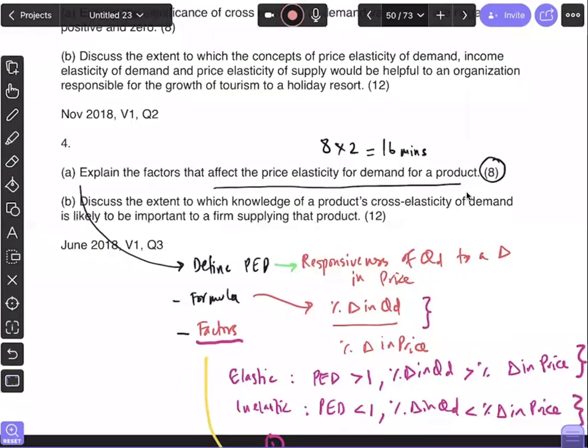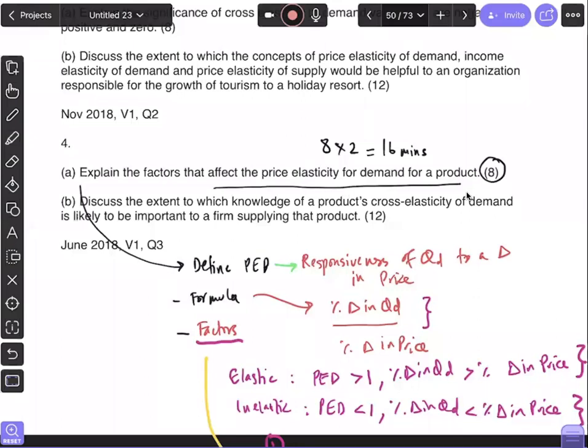So we just leave it as the factors. Exactly. If you really want to write, you can say these are the factors that affect the PED of a good, for example. You can say it like that if you want to. Make sense?